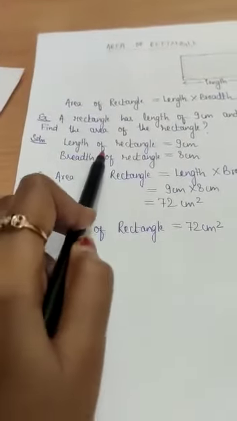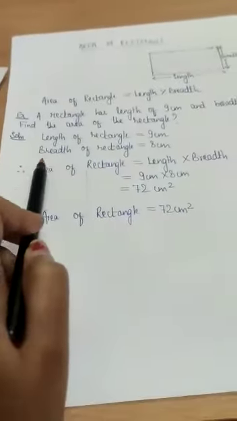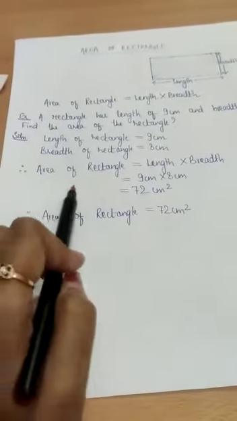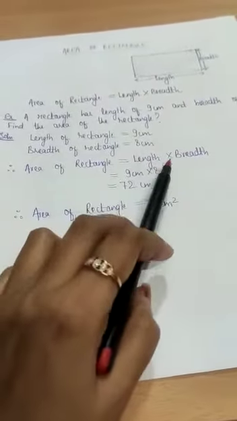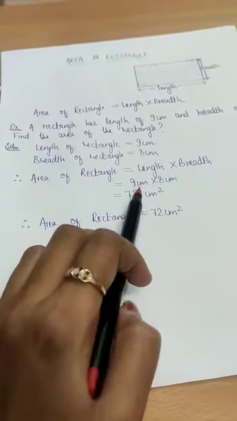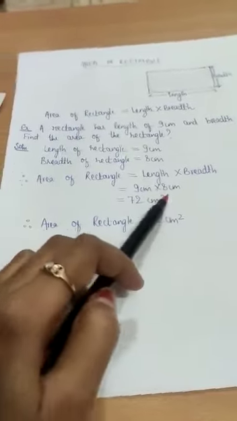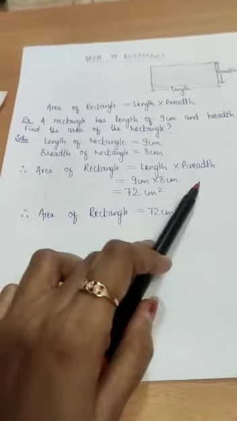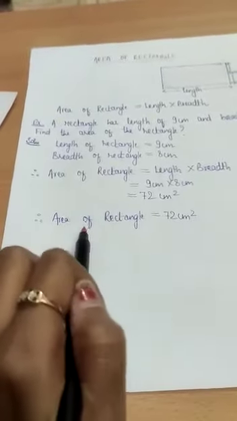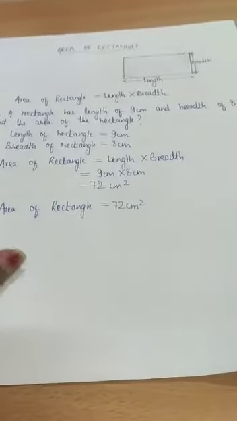What we have is the length of the rectangle, that is 9 centimeter, and the breadth of the rectangle, that is 8 centimeter. Now, the area of a rectangle is given by length into breadth. So, length is 9 centimeter into breadth 8 centimeter. We put the values of length and breadth, and we get the answer as 72 centimeter square. Hence, the area of the rectangle is 72 centimeter square.